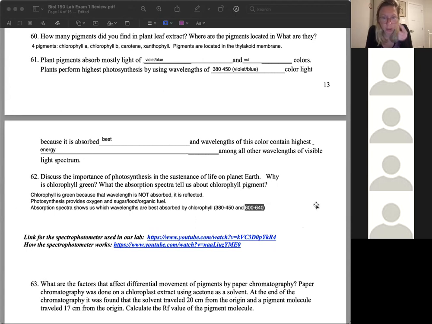Okay, yeah, it looks like it's between... look, 660 is that red end.